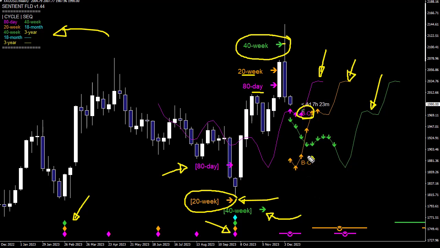Notice here the B and C category interaction that is expected when price next interacts with this orange FLD, the 20-week FLD. Notice too the upward pointing arrows. Those upward pointing arrows are a visual representation of the fact that that FLD is expected to provide support.